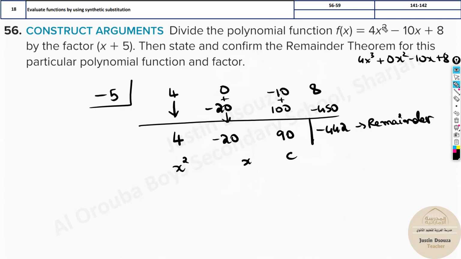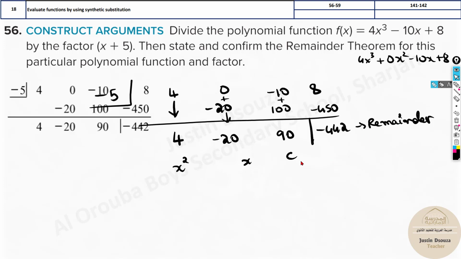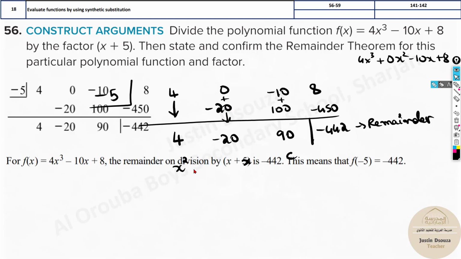Another way to check is just see the dividend. It's x cubed, so the quotient must be 1 less than that. That's it. So this is the answer. Now we can check our answers. Over here, you got minus 442, same answer. Now, what else did they ask?